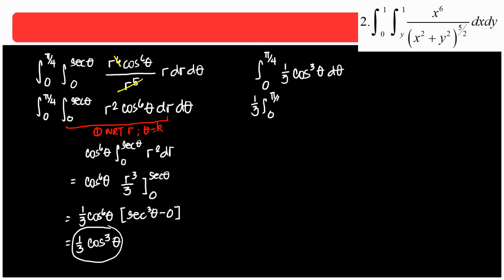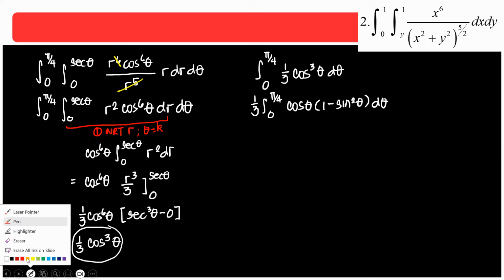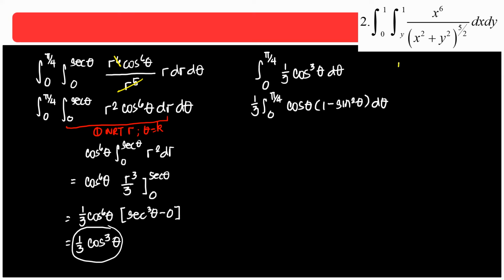And then this one is what you call trigonometric transformation. If you can recall your integration techniques, you can split this as cosine theta and 1 minus sine squared theta. Split that as cosine theta and cosine squared theta, where cosine squared theta becomes 1 minus sine squared theta. So let's try to distribute.